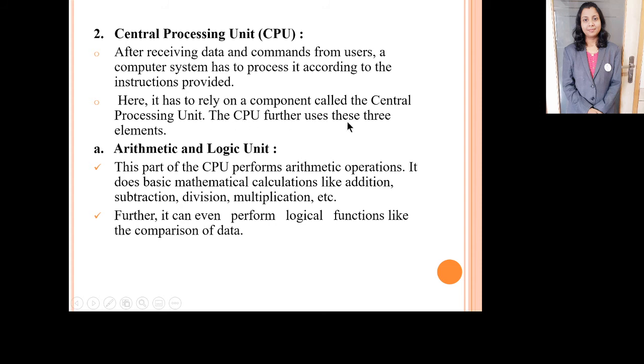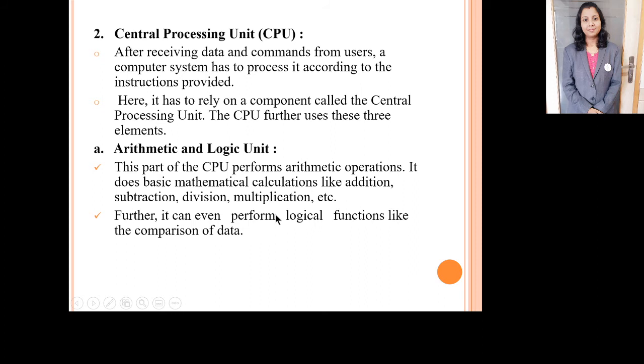The CPU further uses three elements. What are the three elements used by the CPU after a user gives the data and commands? The first is the arithmetic and logic unit. What is this? ALU. This part of the CPU performs the arithmetic operations.